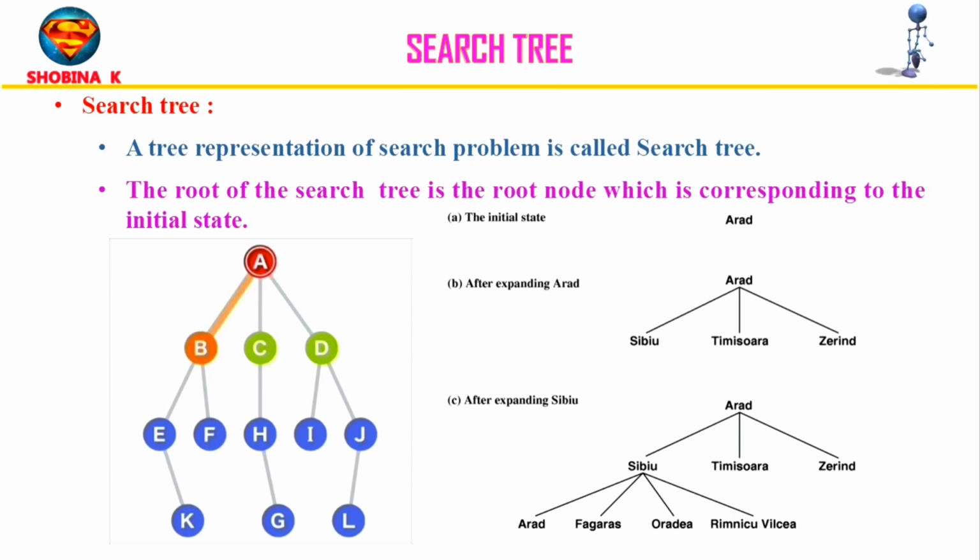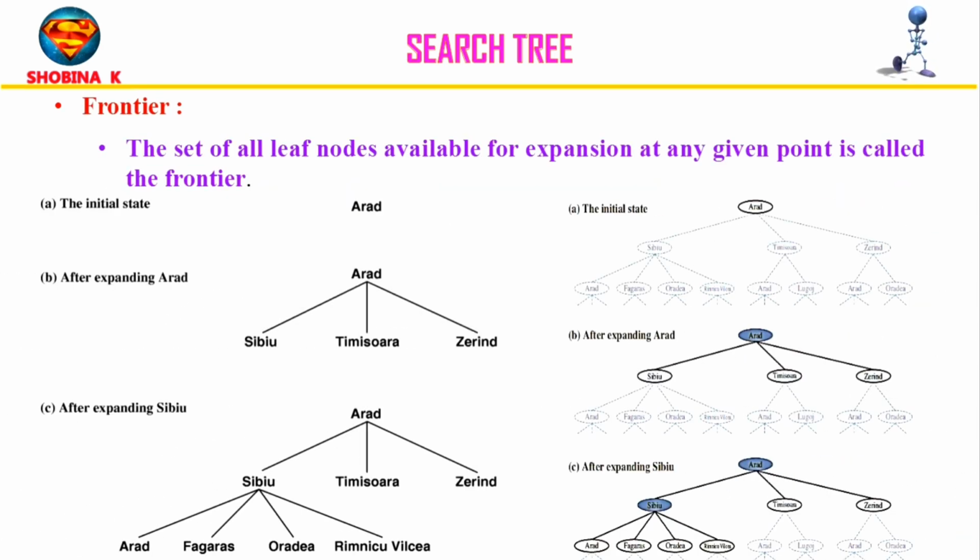The root node of the tree corresponds to the initial state. Here it is Arad. And the first step is to test whether this is a goal state. Then we need to consider taking various actions. We do this by expanding the current state, that is applying each legal action to the current state, thereby generating a new set of states. In this case, we add three branches from the parent node. Here the parent node is Arad, leading to three new child nodes. And the child nodes are Sibiu, Timisoara, and Zerind.